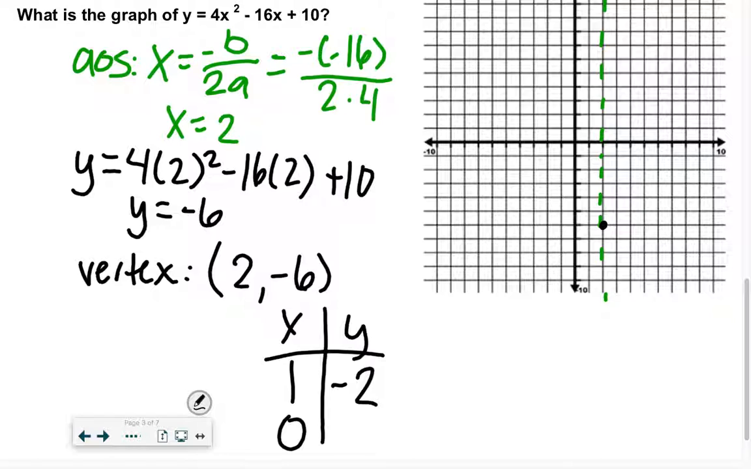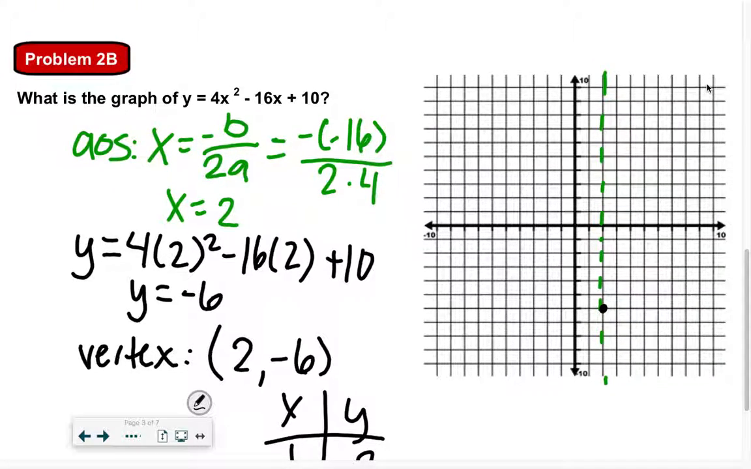If I plug in 0, what do I get? 10. If you're close to a 0, I'd do that because a lot of times it helps. Alright, so we got 1, negative 2, and 0, 10. Then just mirror them to get your other half and draw a nice, steep parabola. There we go.